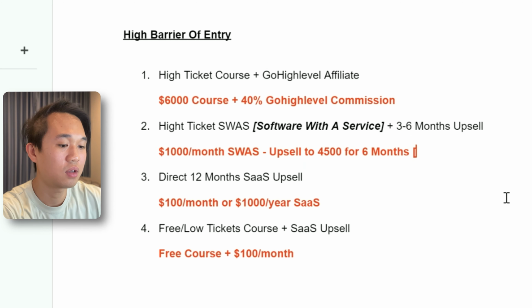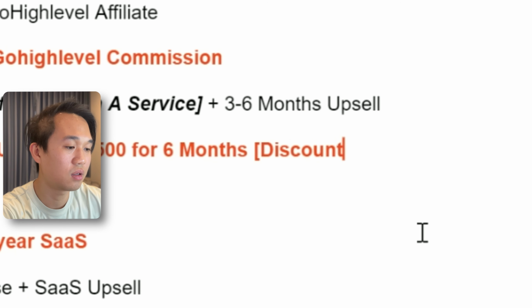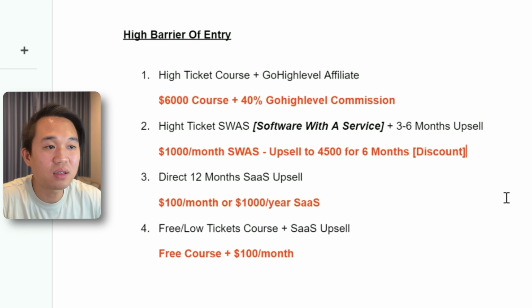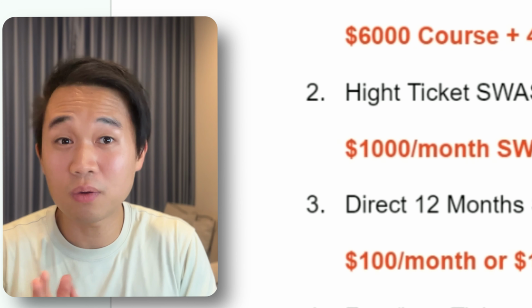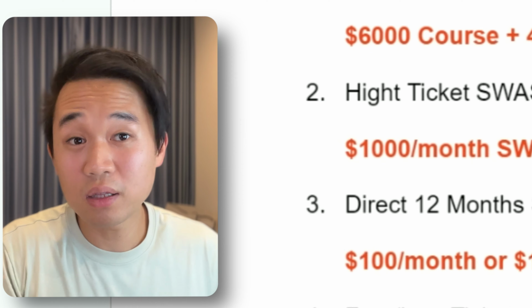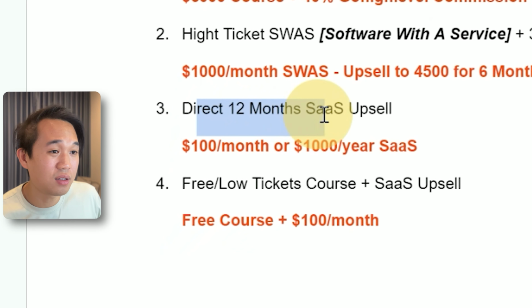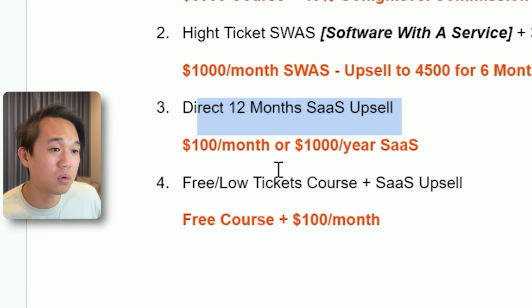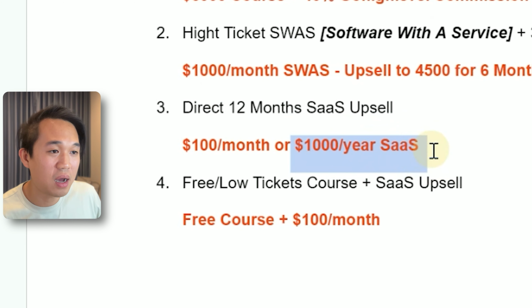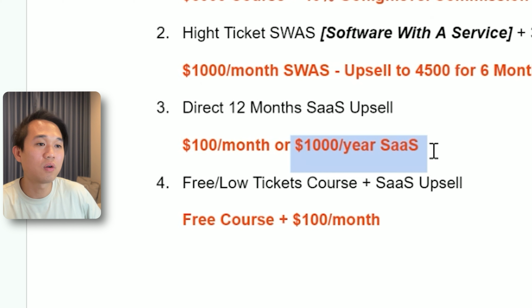I'm just gonna make sure that it's clear here. So it's a discount, so you incentivize people to actually buy 6 months instead of month to month, right? Always have a little bit of discount for people to buy 6 months rather than month to month, because you gotta give them a reason to do so. So option number 3 is just a direct 12-month sale. So instead of selling $100 per month, you just sell $1,000 per month of software service, all right?